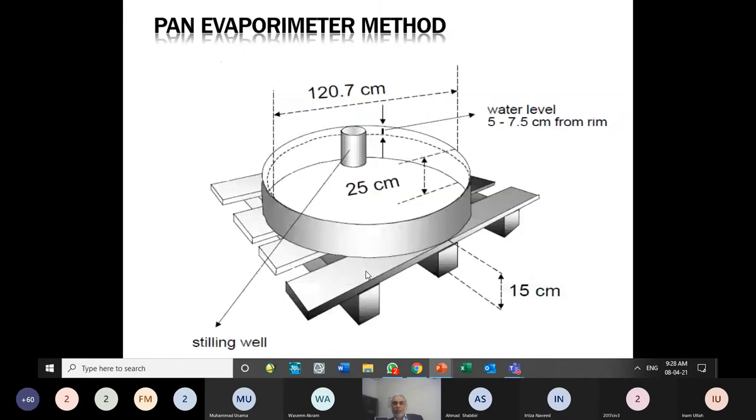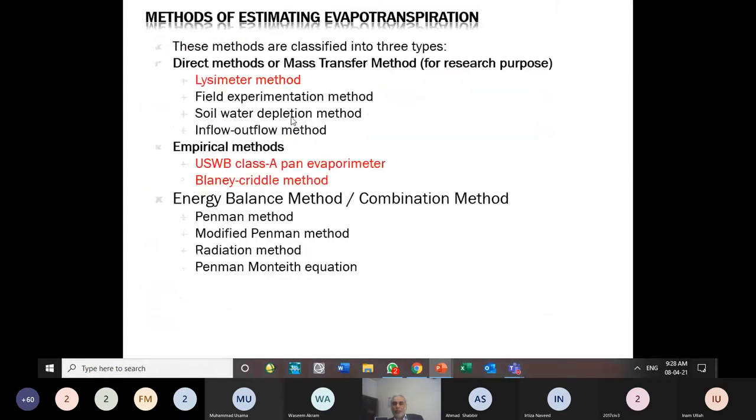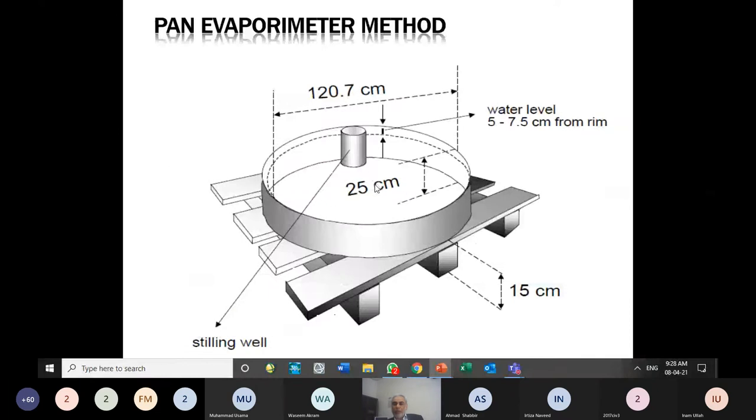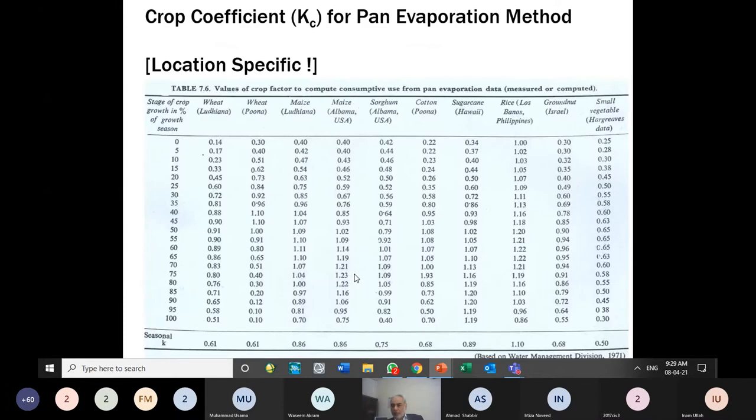So that is one method of estimation of evapotranspiration using pan evaporimeter. What we are doing, we are trying to estimate evapotranspiration using different methods. So one method was the pan evaporimeter. You get the data of E-pan and multiply it with the KC, which you also get from the literature for the crop of your interest. Multiply it and you can get the evapotranspiration requirement for the crop.